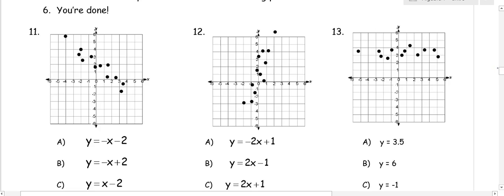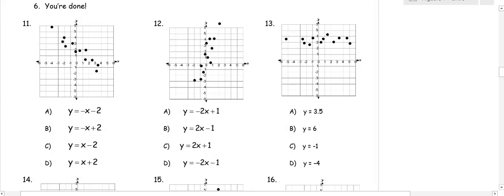So number 11, we notice that this graph is going down from left to right. So when I draw my line between them, I know it has a negative slope. So right away I can cancel out C and D. Then I notice that my y-intercept is somewhere close to positive 2, which in this case then is B.